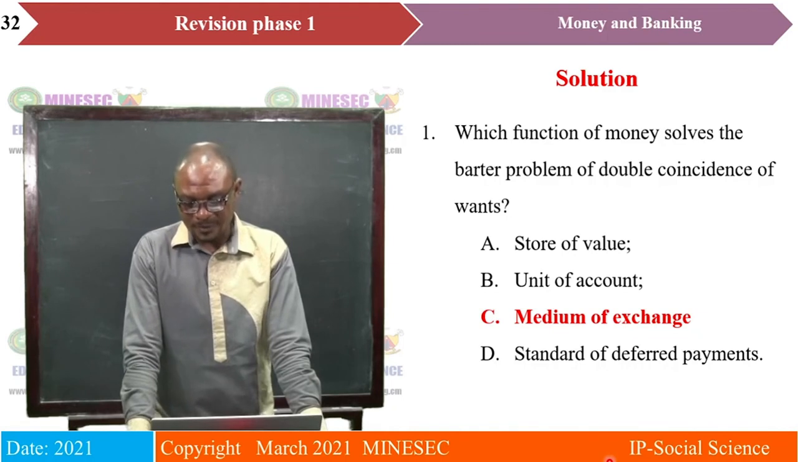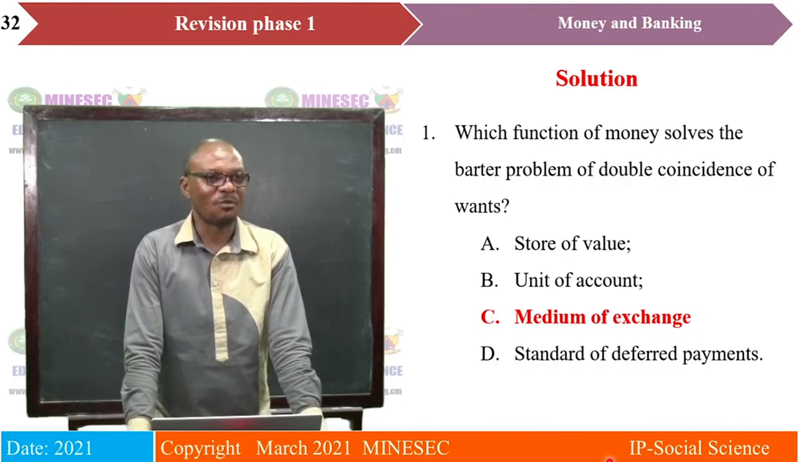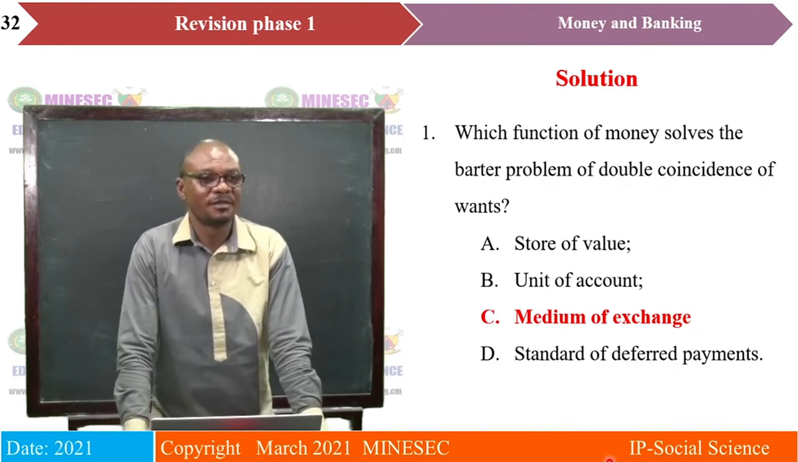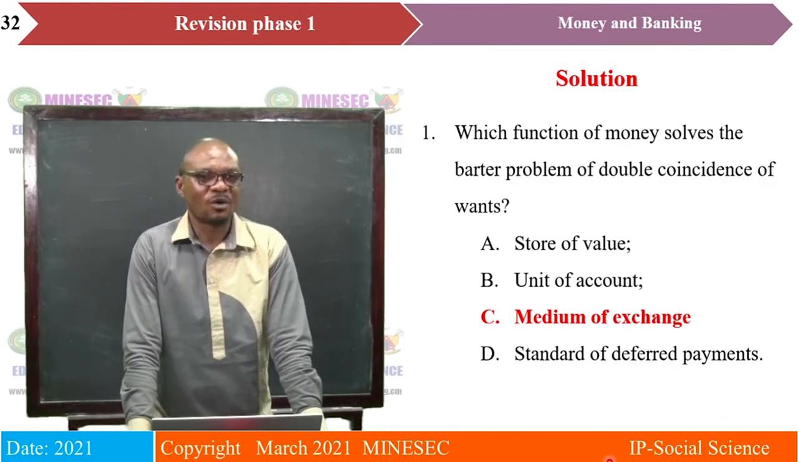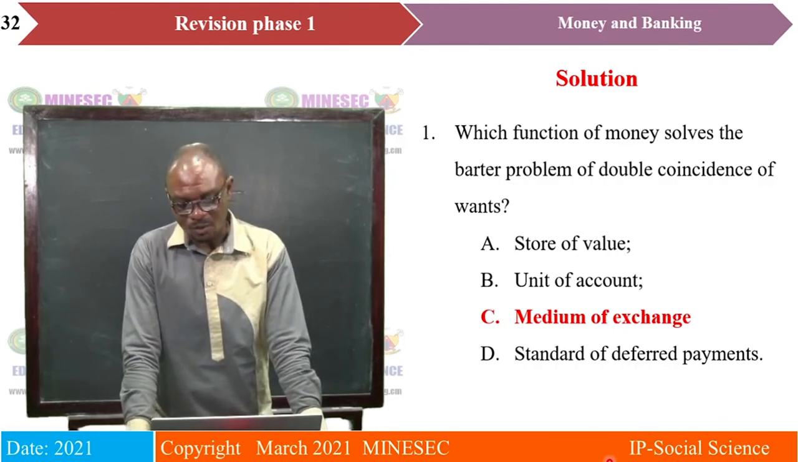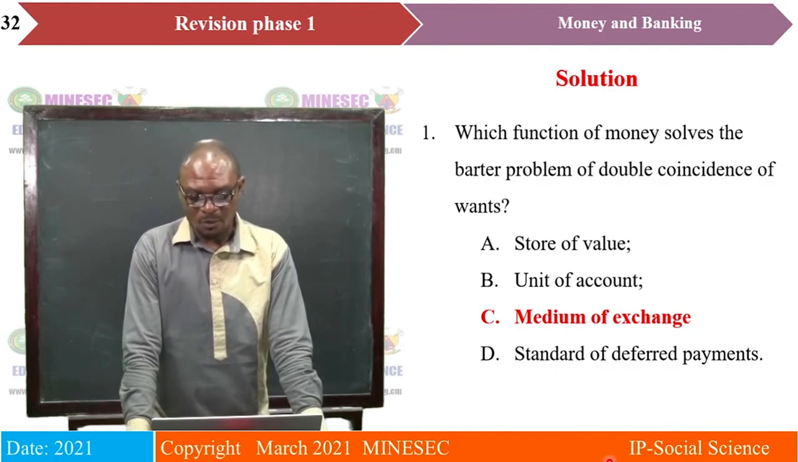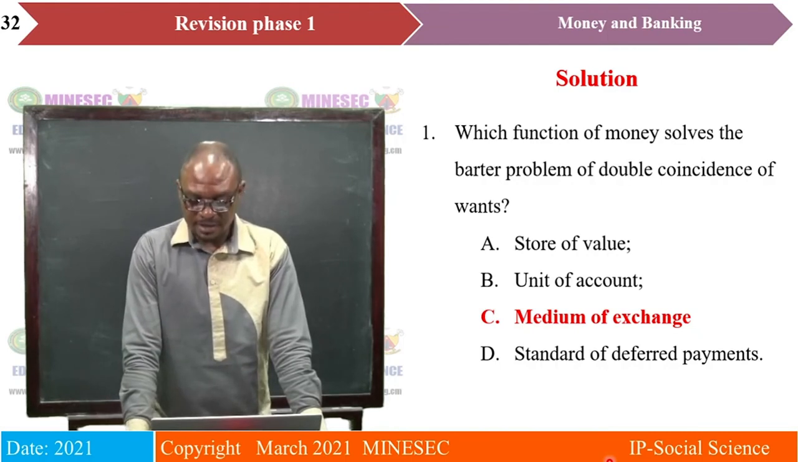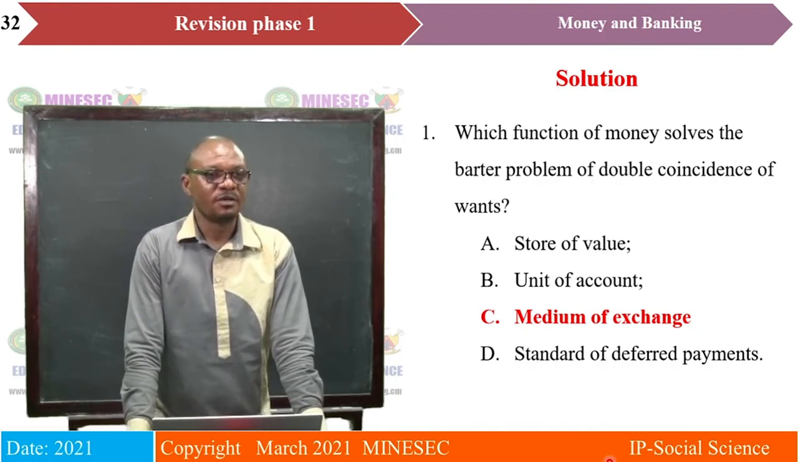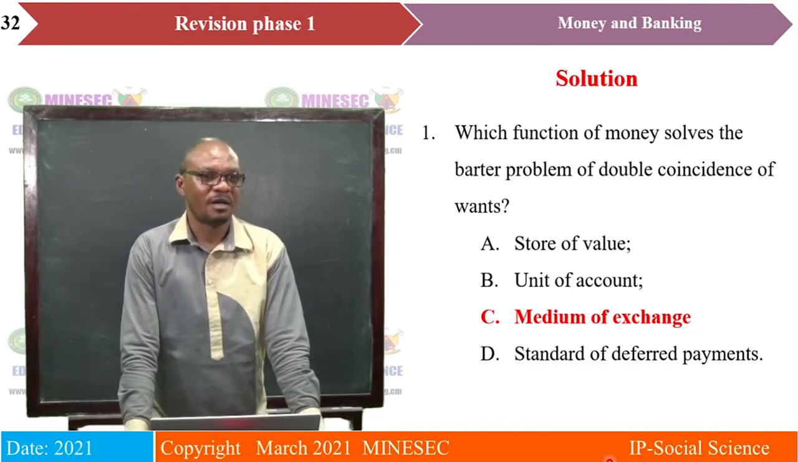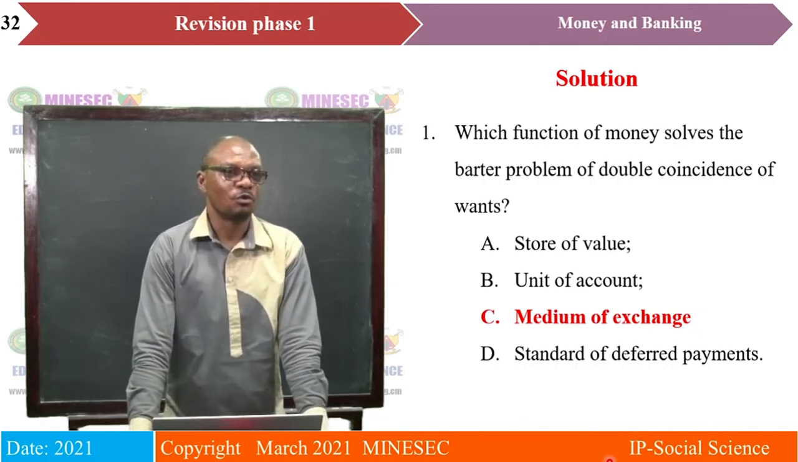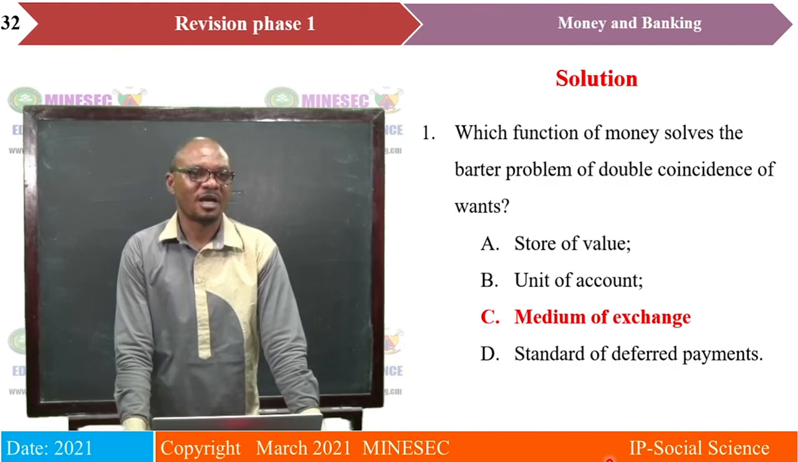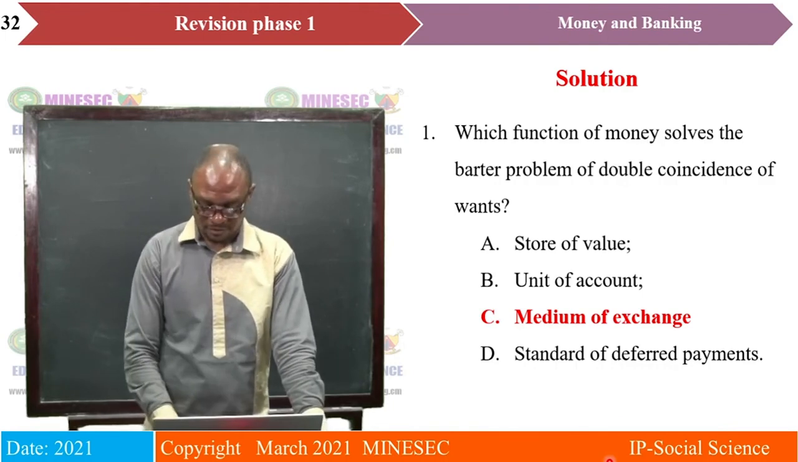You will recall that double coincidence of wants is a difficulty of finding someone who has what you want and wants what you have. So with money coming as a medium of exchange, that problem no longer exists because we simply use money to buy what we want. And so we must not necessarily move around to look for somebody who has what we want and the person wanting what we have. Fine.